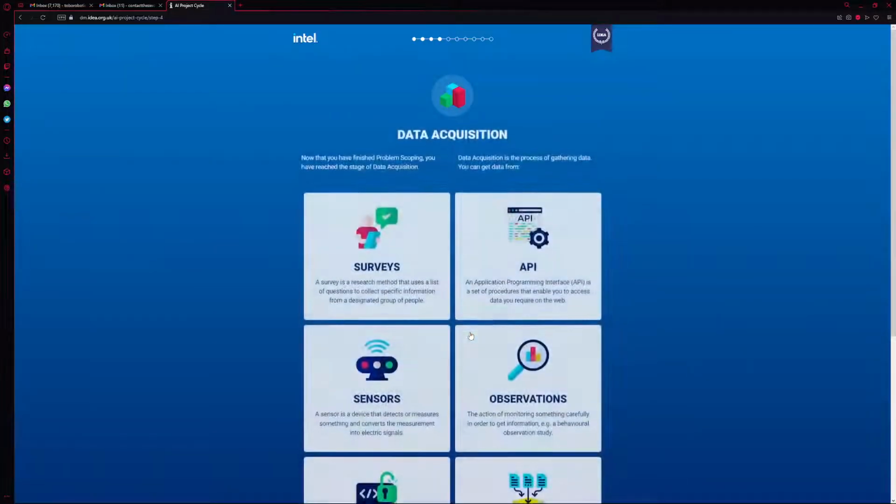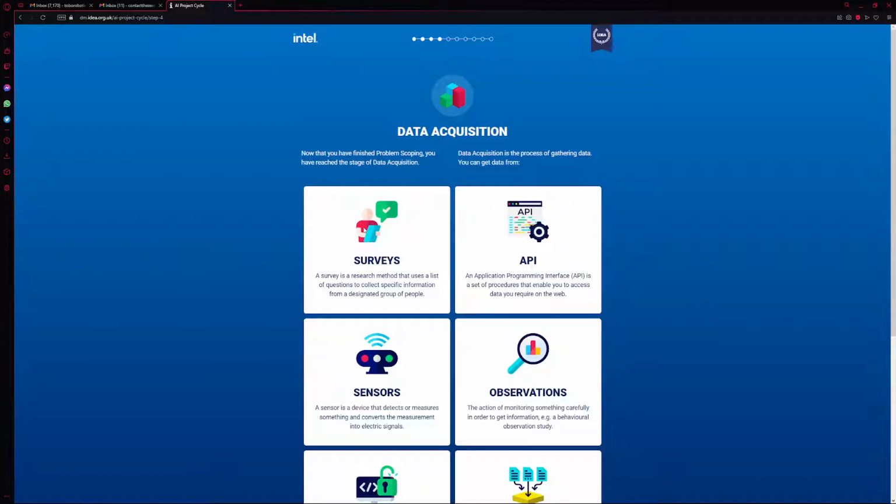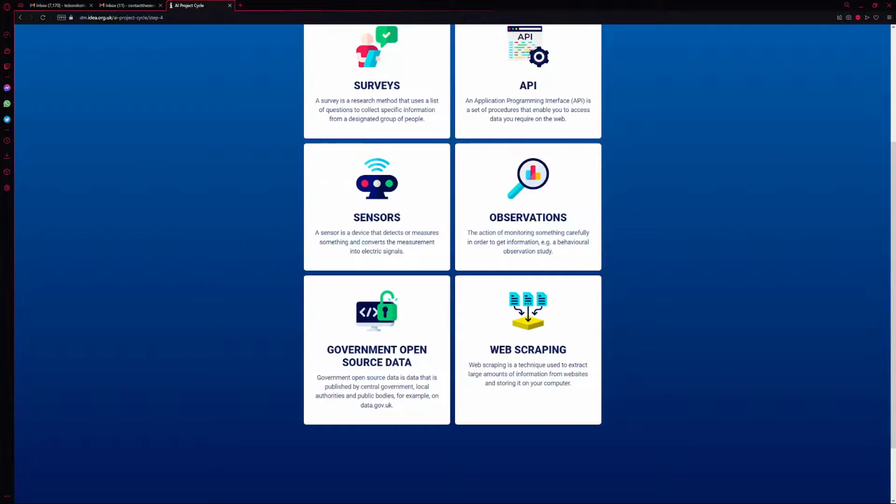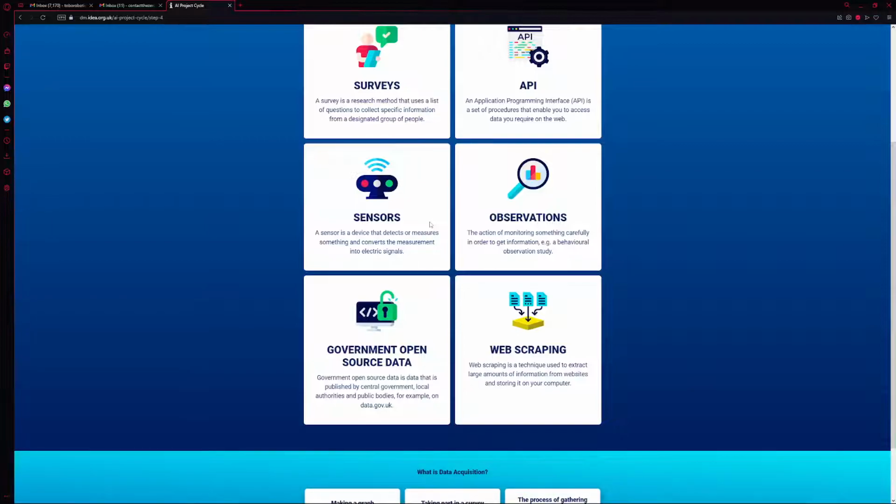Next. Okay. Data acquisition. Now that you have finished problem scoping, you have reached the stage of data acquisition. Data acquisition is the process of gathering data. You can get data from surveys. A survey is a research method that uses a list of questions to collect specific information from a designated group of people. An API, an application programming interface, is a set of procedures that enable you to access data that you require on the web. Sensors. A sensor is a device that detects and measures something and converts the measurements into electronic signals.